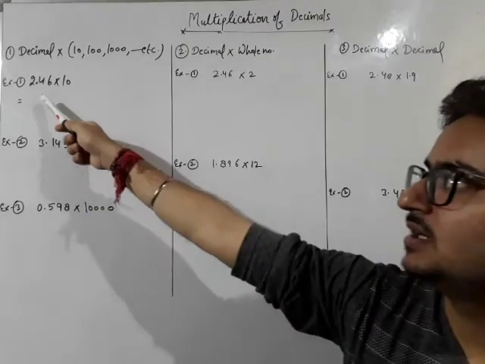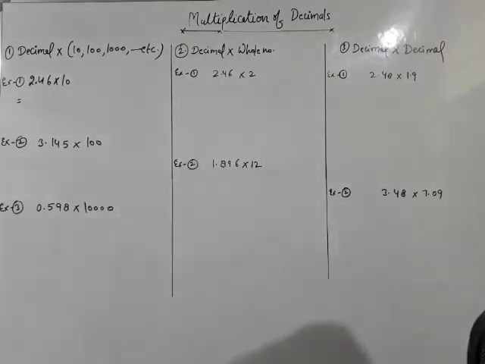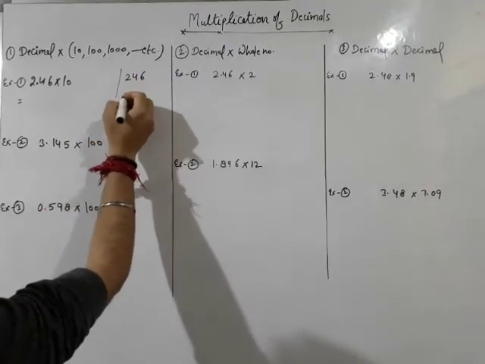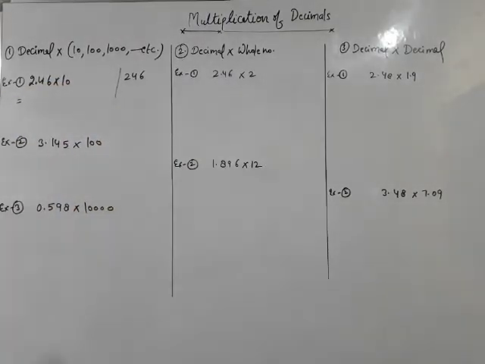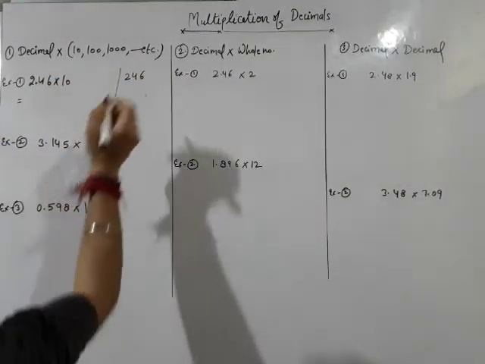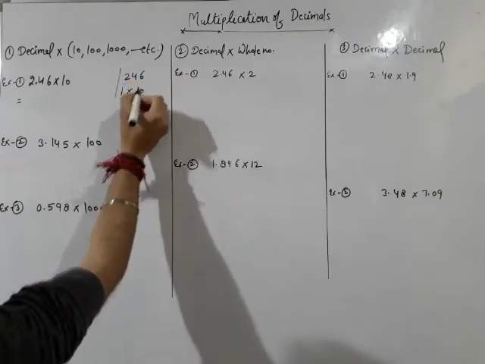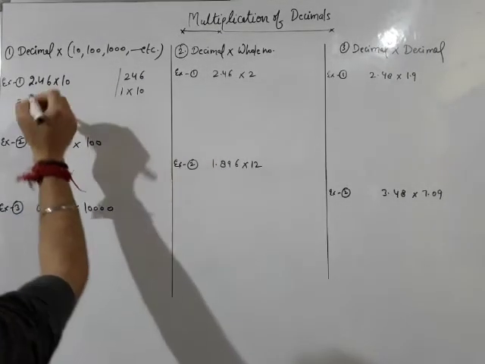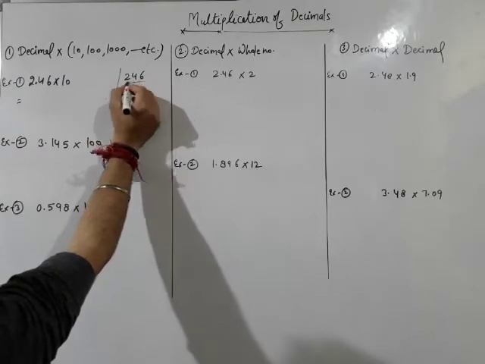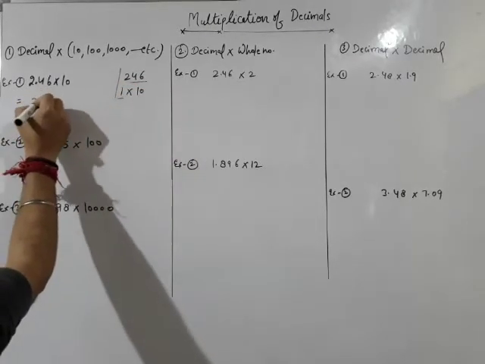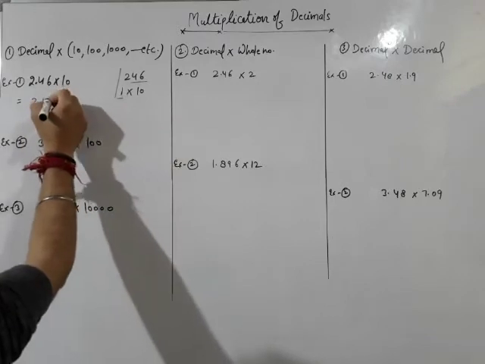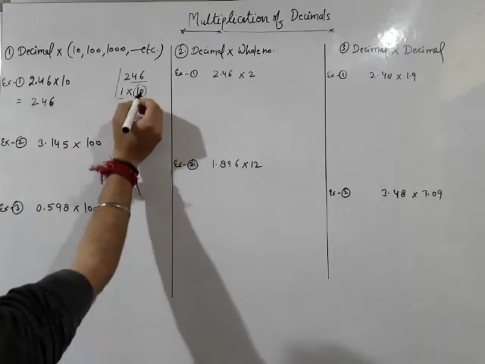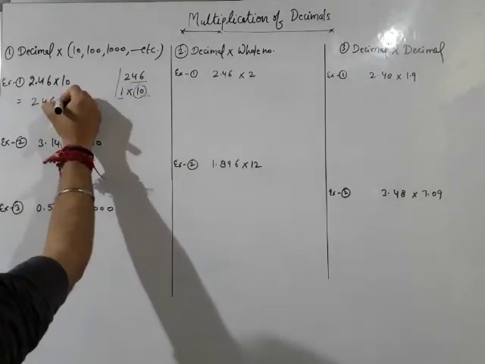When we have to multiply a decimal by powers of 10, what will we follow? We will multiply 246 in place of 2.46. We have removed its decimal, and 10 can be written as 1 multiplied by 10. First we will multiply 246 by 1. 246 multiplied by 1 will be equal to 246. And when it is multiplied by 10, there is one 0, so we will place one 0 here.